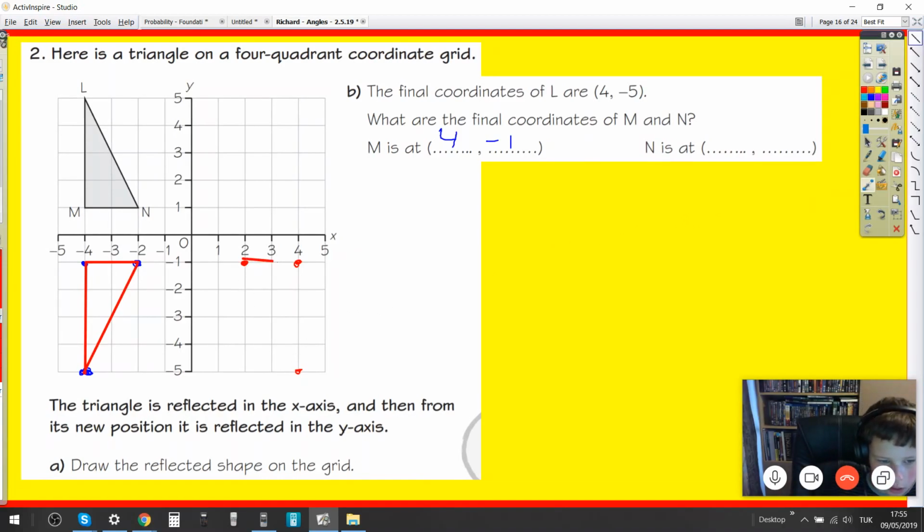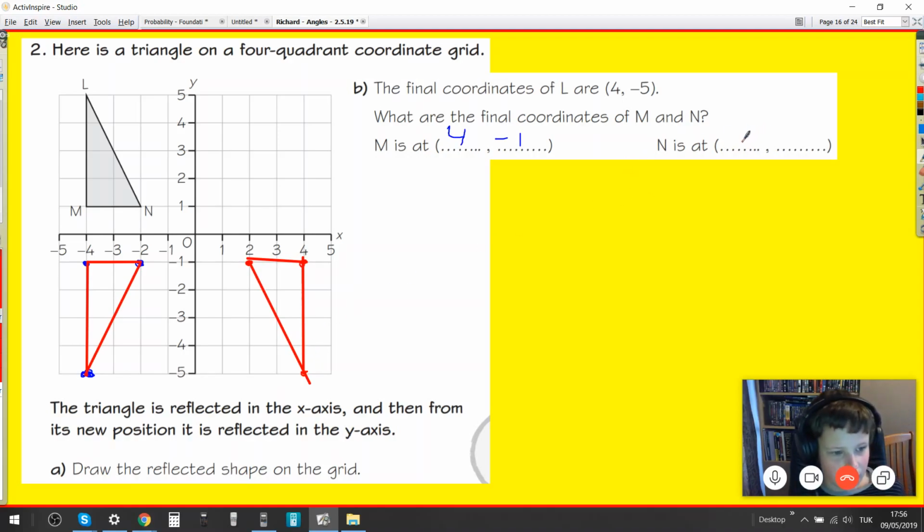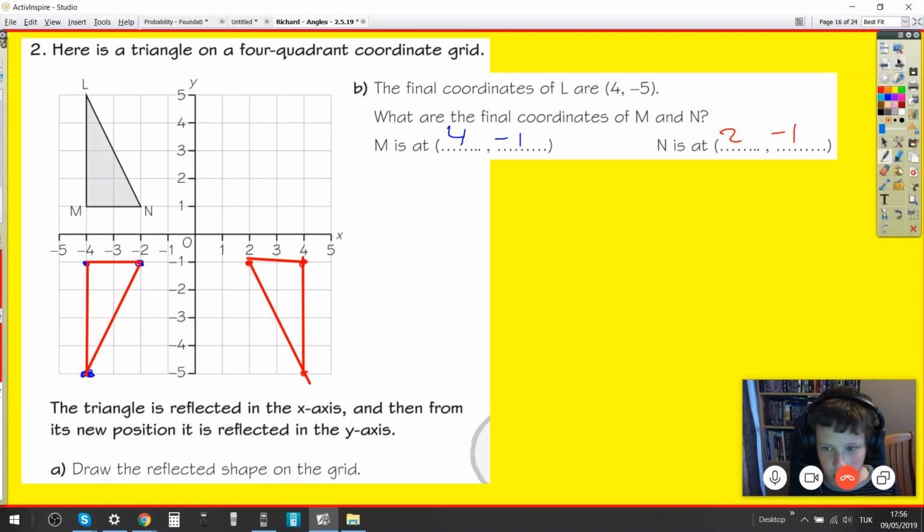And you mentioned those there. So you said the new coordinate is 4 for N. Oh, hang on, which was this? L. So L was 4 minus 5. Oh, so where is N now? N would be 2 minus 1. Yes, 2 minus 1.